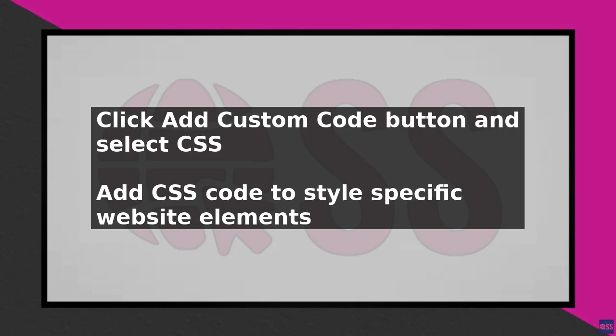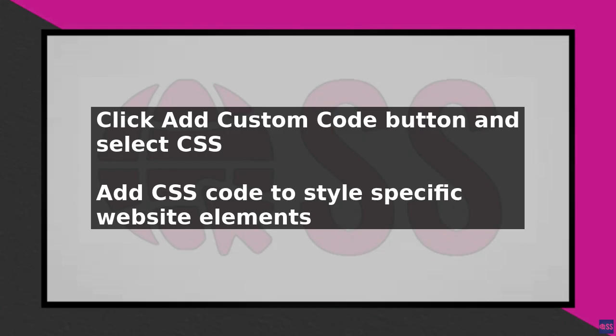Next, click on the Add Custom Code button and select CSS from the drop-down menu. Give your code a name and then add your CSS code in the text area provided. You can add CSS code to style specific elements on your website such as text, images, and buttons.